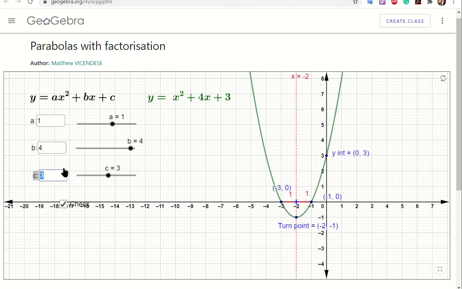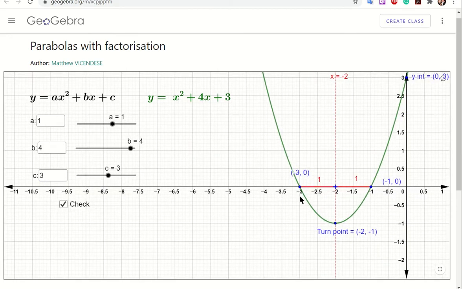Another fact you can take away from the applet is that if a is equal to 1 and you can factor it by grouping, then the x-intercepts will always be whole numbers. If you can see a graph like this, and we can see that y is equal to 0 when x is minus 3 and when x is minus 1. And let me just zoom in for you there, so you can see the minus 3 value and the minus 1 value on the axis there.